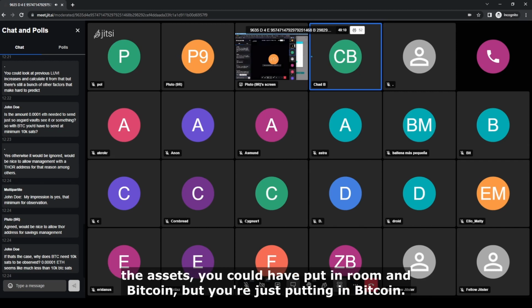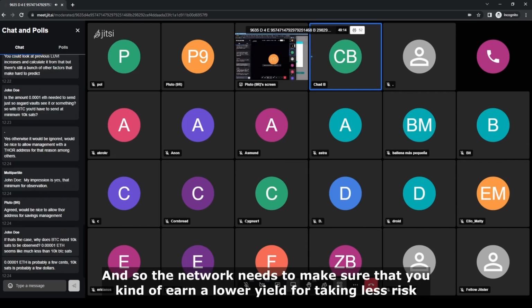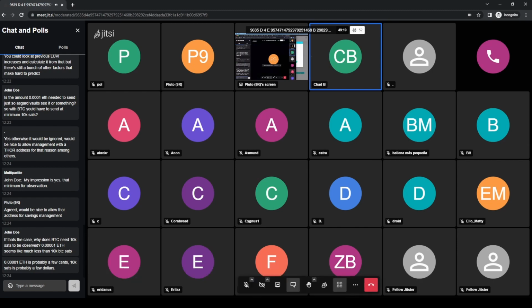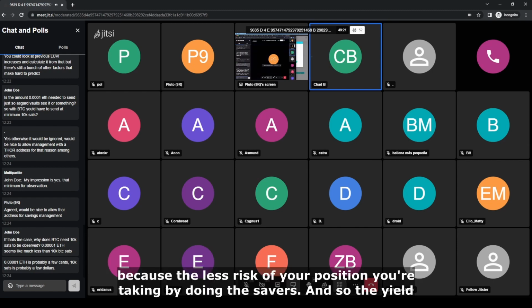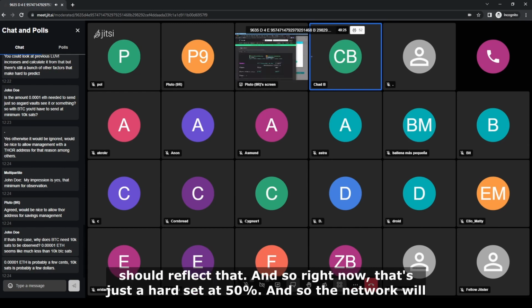Like you could have put in Rune and Bitcoin, but you're just putting in Bitcoin, and so the network needs to make sure that you earn a lower yield for taking less risk, because it's a less risky position you're taking by doing savers. And so the yield should reflect that. And so right now that's just hard set at 50%.